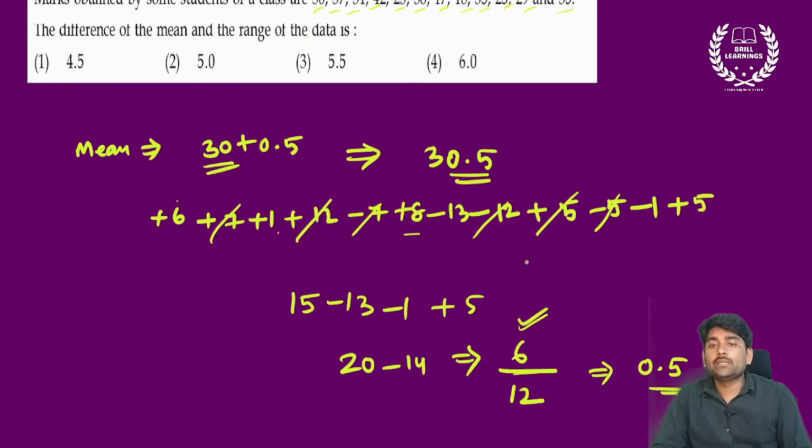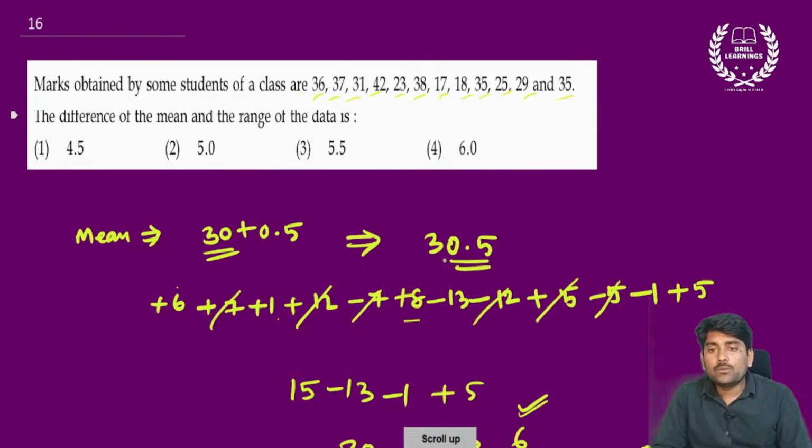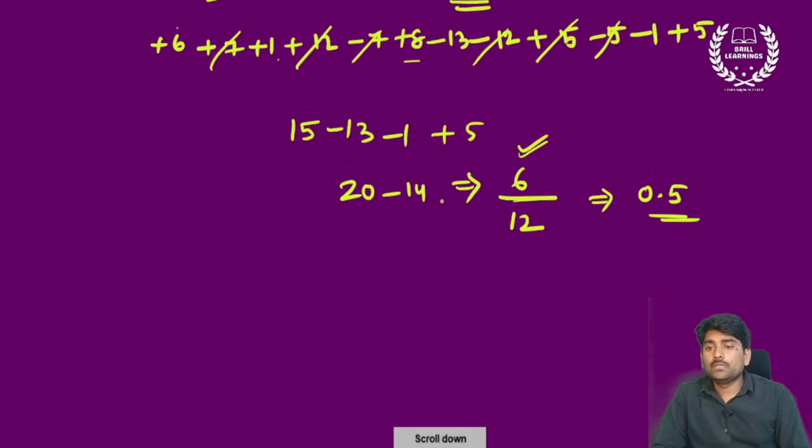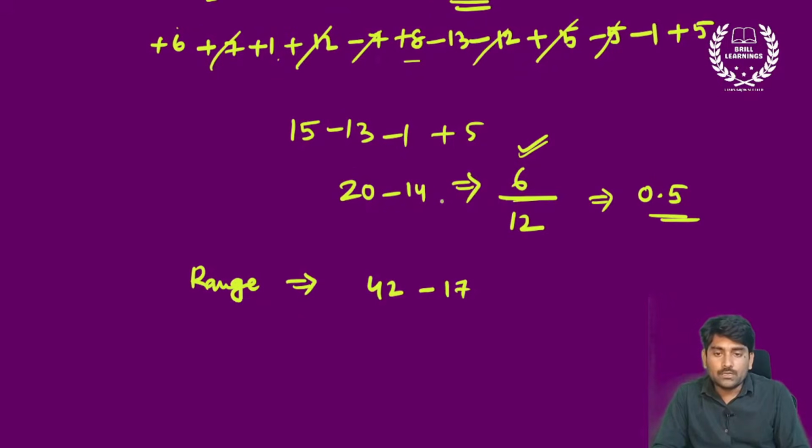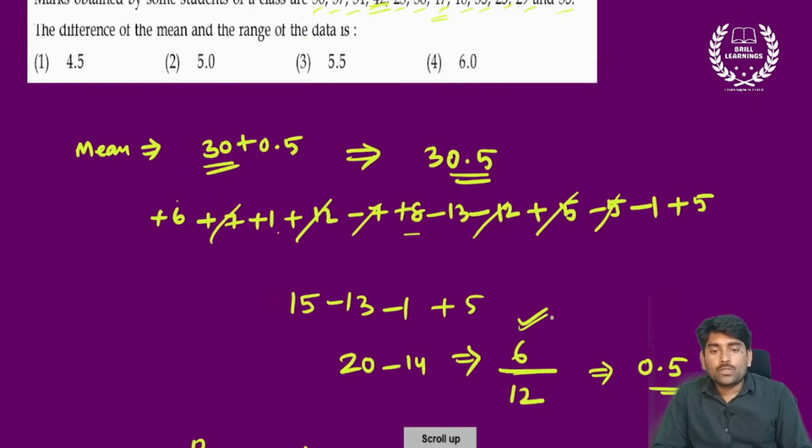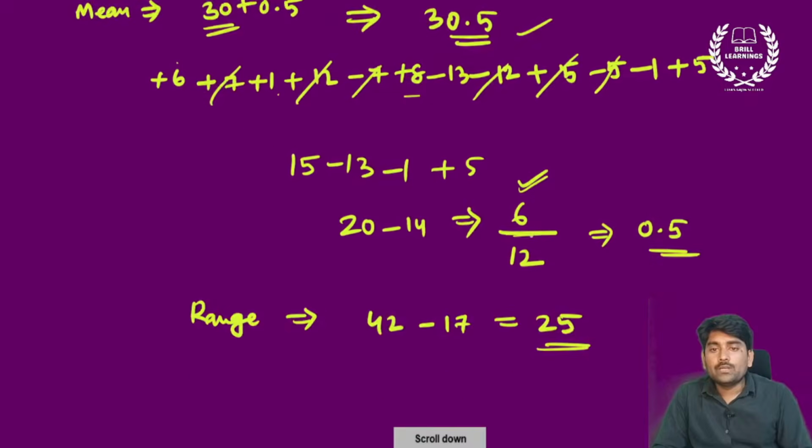Okay. Now calculate the range. What is range? Range is nothing but the difference of maximum and minimum value of the given data. So here the maximum value is 42 and the least value is 17. Take the difference of these two values. So range is difference between maximum, that is 42, and 17 here. Difference is 25. Now we got the value of mean as well as range.